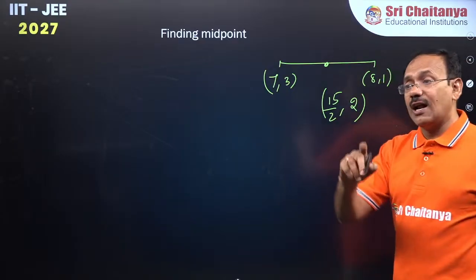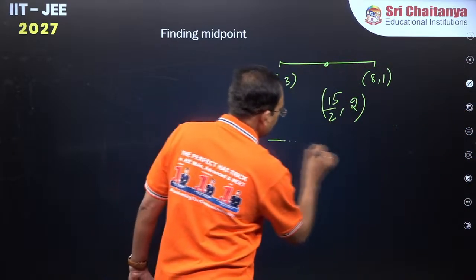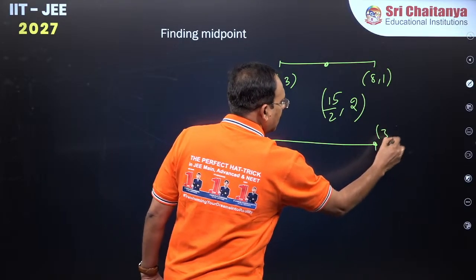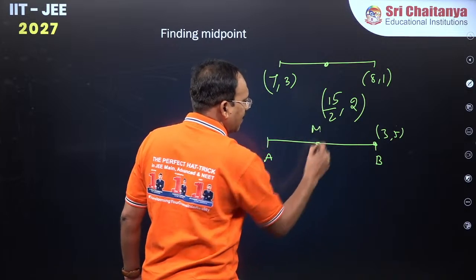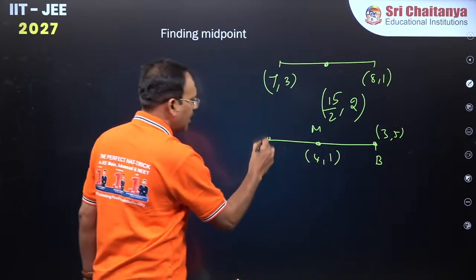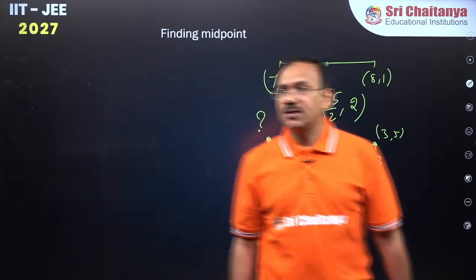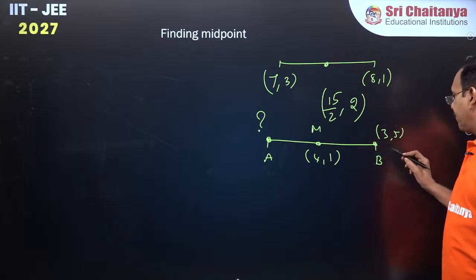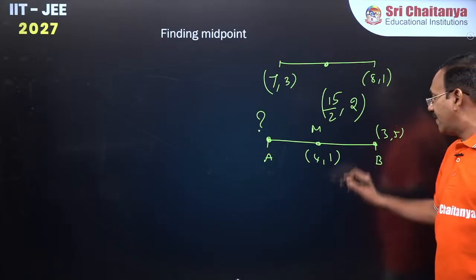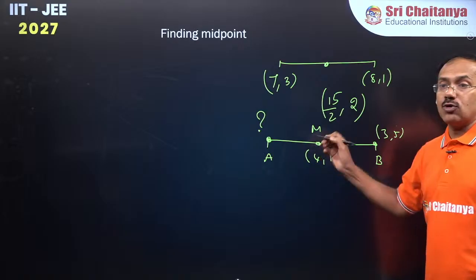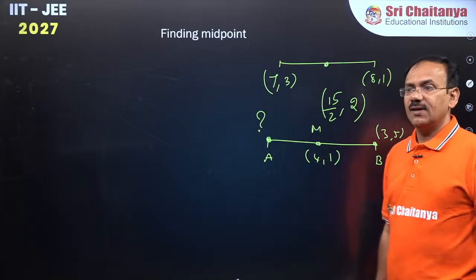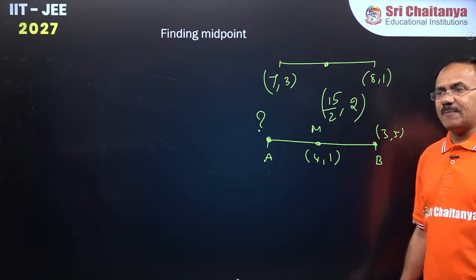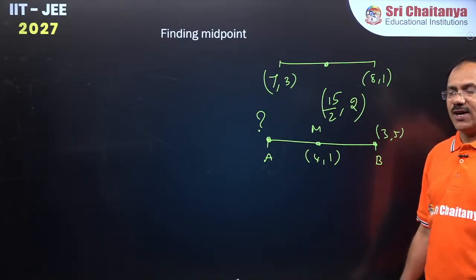Now, dear students, all of you try to do this. In a line segment AB, B is 3, 5. Midpoint M is 4, 1. Can you find A? Quick, I want it. Come on, quick. In a line segment AB, B is given 3, 5, midpoint is 4, 1. How to find A? Quick, come on. Let me see the answer, dear students. Who gives first? Let me see.